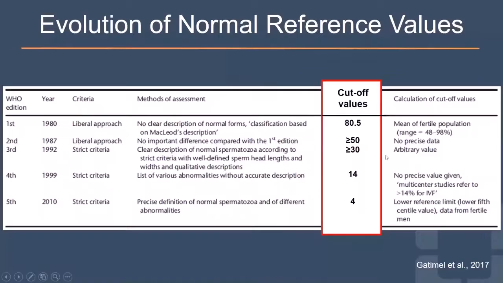This was due to what was seen in the fertilization in the IVF program. And finally, the last drop to 4%. This is simply due to WHO moving from cutoff values to these lower reference values.